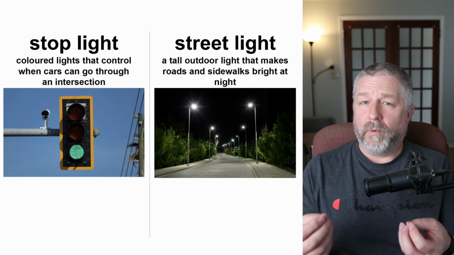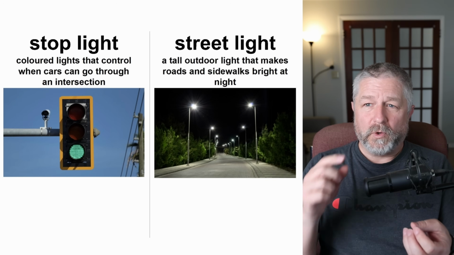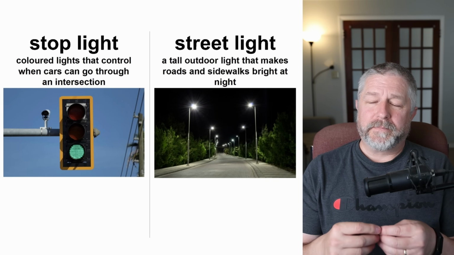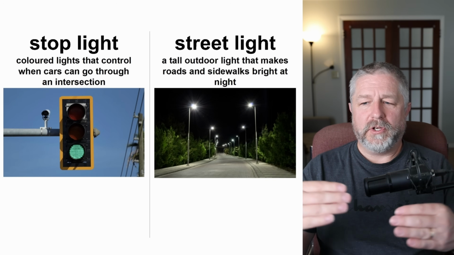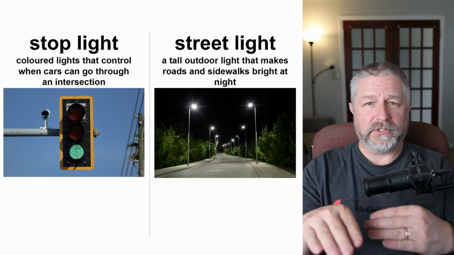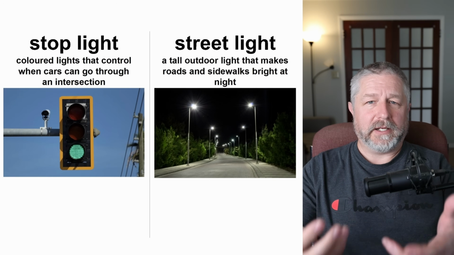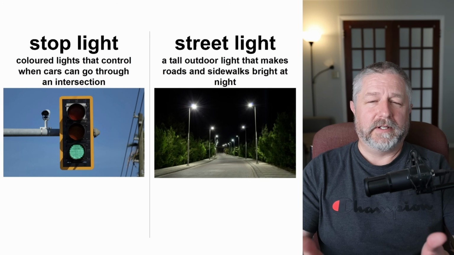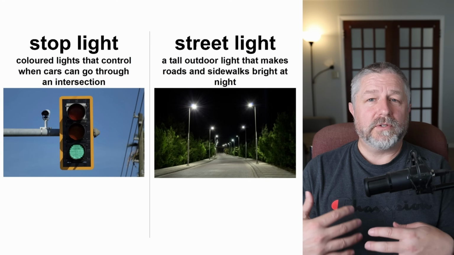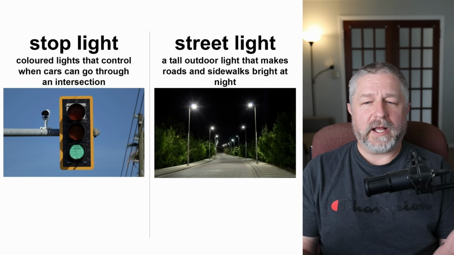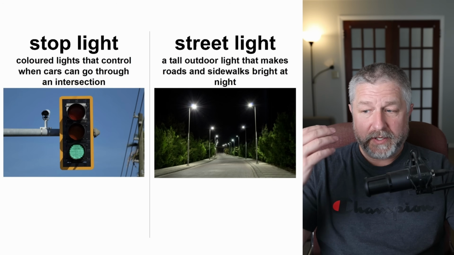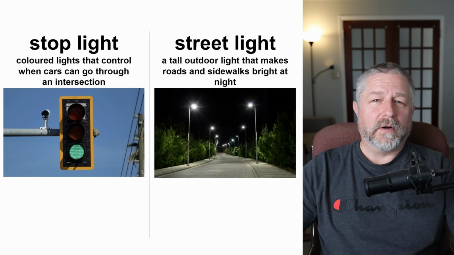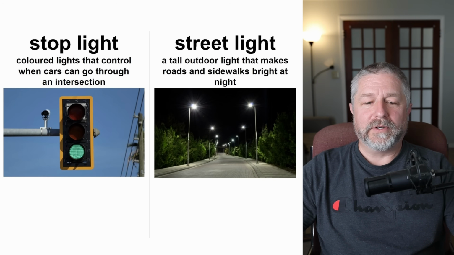A stoplight, or what we also call a traffic light or a traffic signal, is made so that people know when they can go through an intersection. It's made so people take turns and so people are safe. A street light is obviously to light up places at night so that you can feel safer and so you can see when you are walking or going for a run or jog.